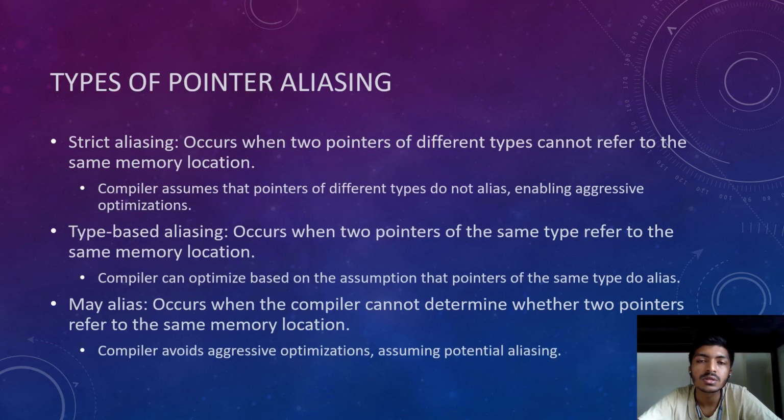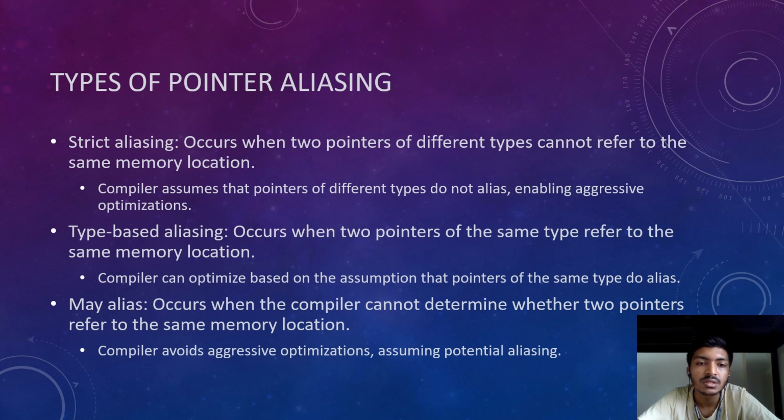We are now going to discuss the types of pointer aliasing. Our first one is strict aliasing. Here, when two pointers of different types cannot refer to the same location, it's called strict aliasing. The compiler assumes that pointers of different types do not alias and enables aggressive optimizations.